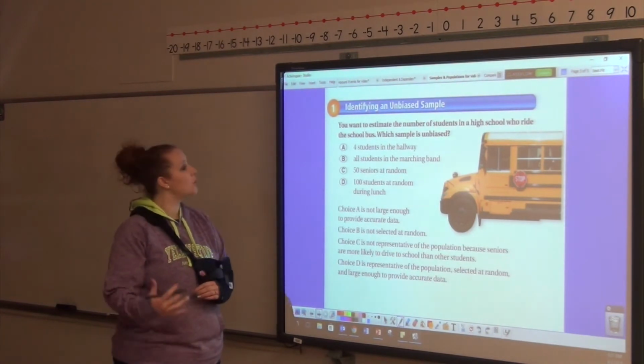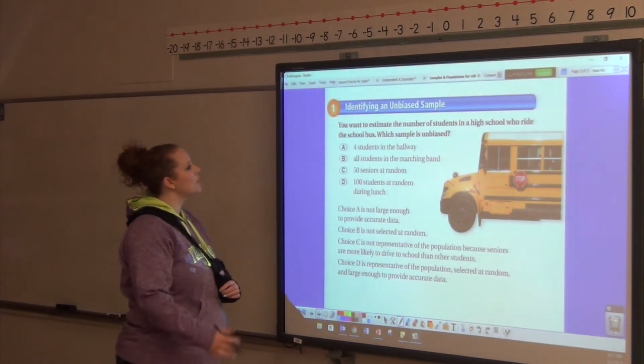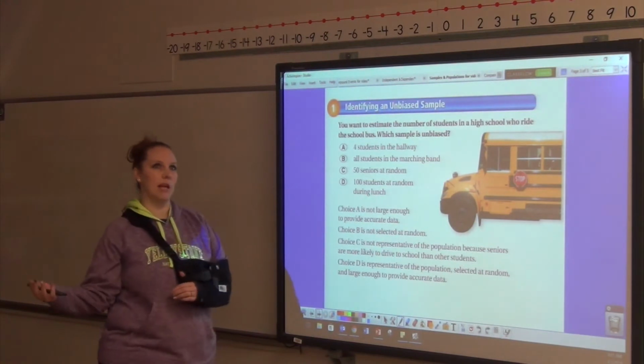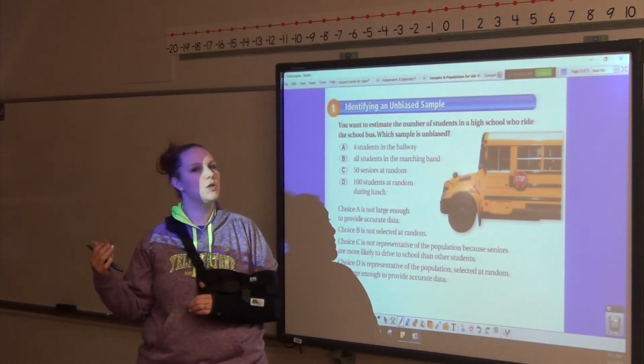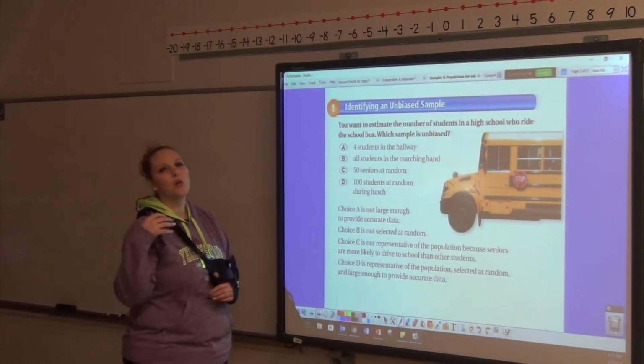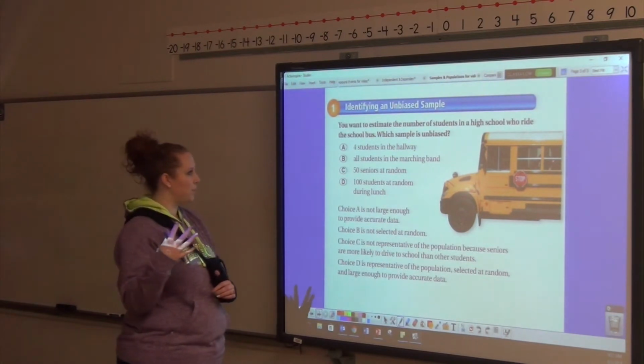Okay, so we want to estimate the number of students in a high school who ride the bus. Which one is unbiased? 4 students in the hallway. We have 800 students here at school. 4 students is not going to be a big enough sample to get a sample for the entire school.